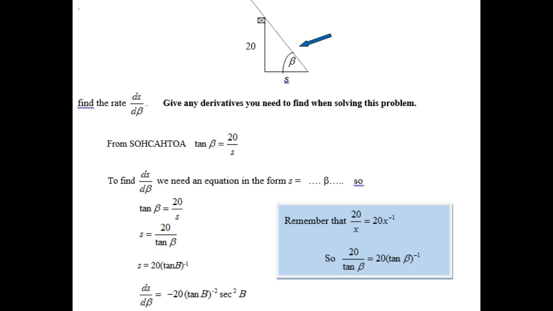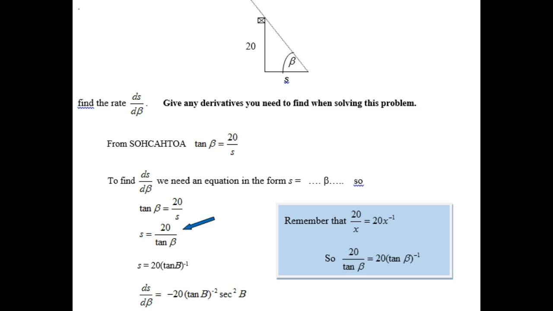To find the rate ds d beta, I need an equation that has s and beta in it. So I'm looking at this triangle here, and I'm going to use tan beta, opposite over adjacent, tan beta equals 20 over s. Now, in order to get the ds d beta we require, I have to turn that equation around, because ds d beta comes from the equation s equals. And so a little bit of cross multiplying, and we now have an equation s equals 20 over tan beta.